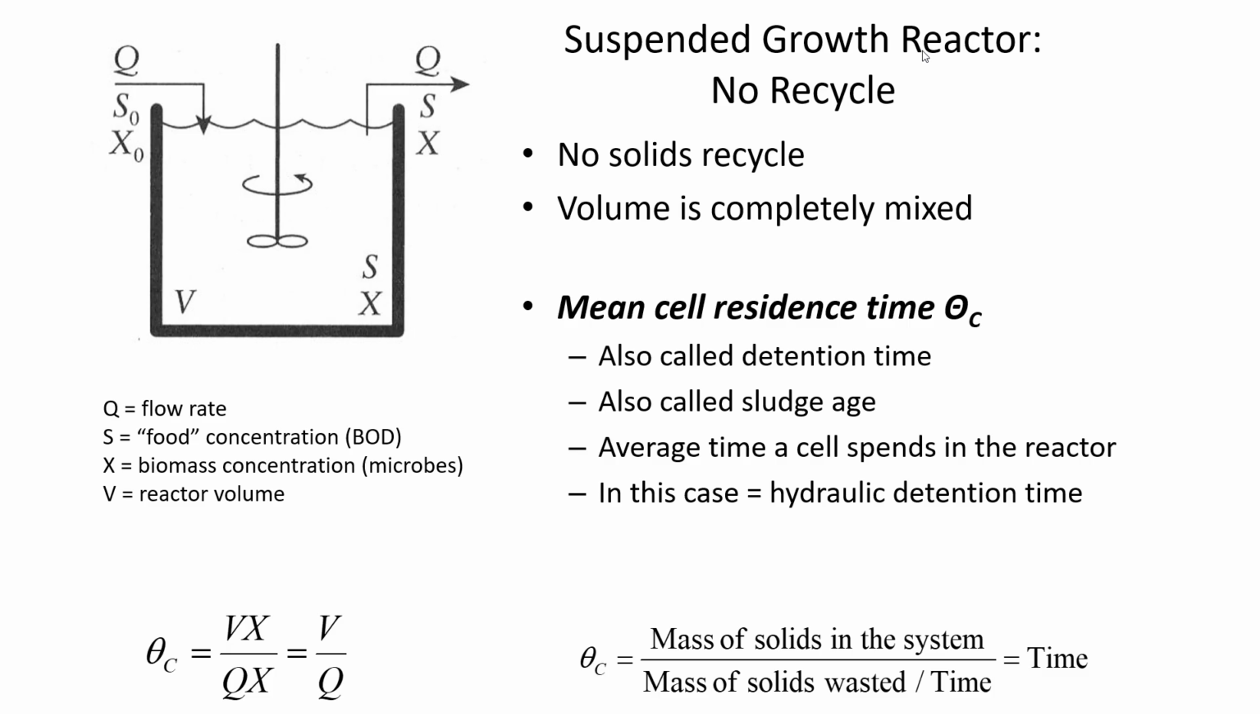So no recycle is really only used in large treatment systems that serve rural areas, and they're large because they're big in land area, because they have to be if there's no recirculation of sludge solids. So the way that you'd calculate the mean cell residence time here is it's just the same as the hydraulic detention time, which is the volume divided by the flow rate.